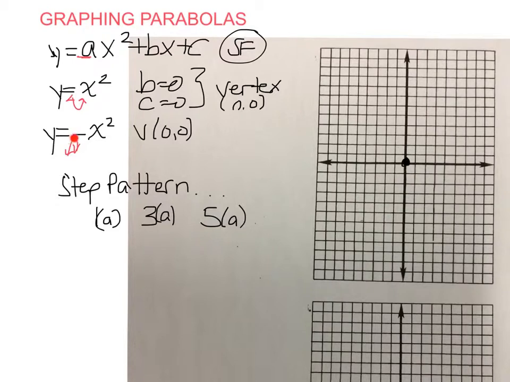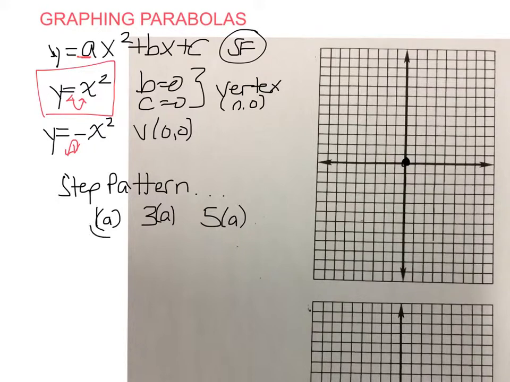If it's a negative number, it opens down. If it's a positive number, it opens up. Any y equals x squared equation will start at 0, 0. It'll have a vertex at the origin. So for this case, we're going to graph y equals x squared. This is the standard parabola, and it's going to be put on the graph starting at 0, 0, and then we're going to plot our steps.